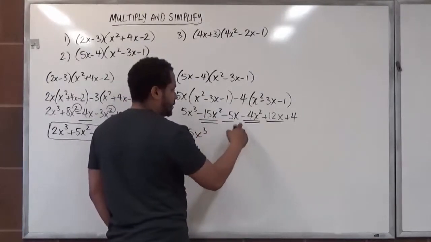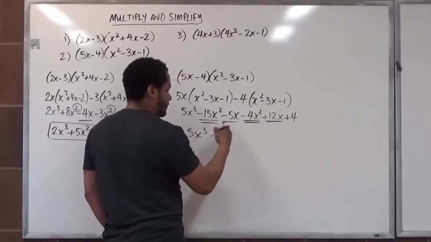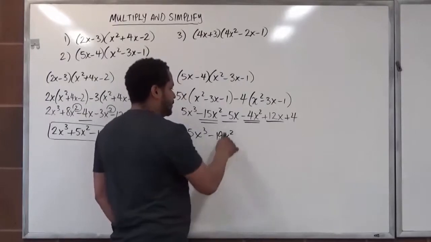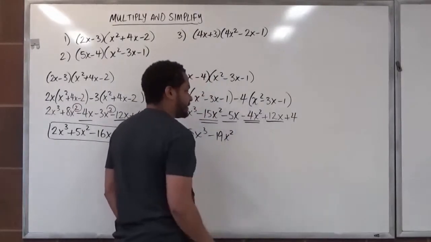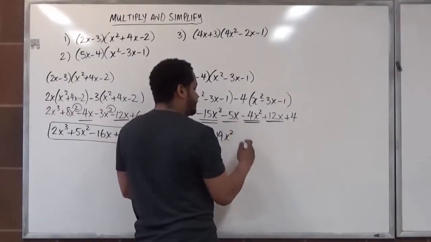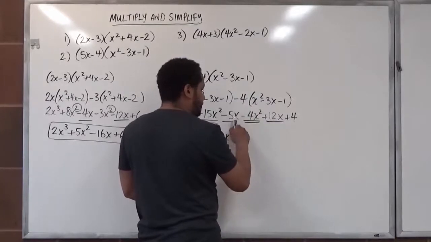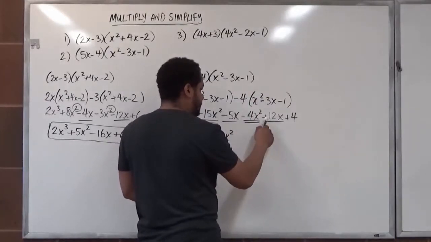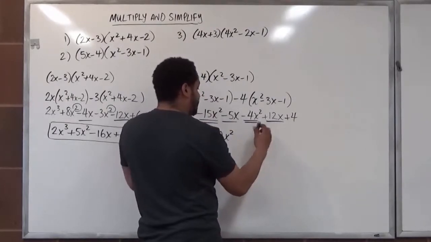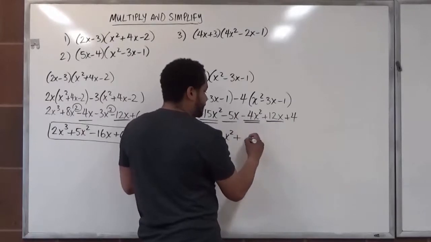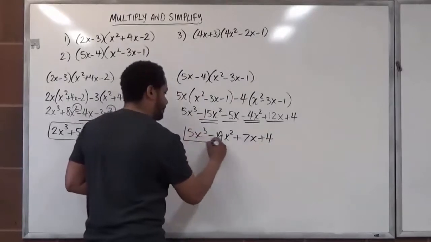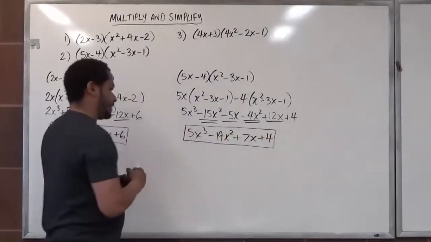Negative 15x squared, negative 4x squared, same sign. Combine the numbers, keep the sign. That makes negative 19x squared. Here we have negative 5x, positive 12x. They're different signs, so we have to subtract the two magnitudes, right? So 12 take away 5 is 7, and which one has the larger magnitude? The larger number is 12, so we're going to keep the symbol positive. 12 take away 5 is 7, and we keep the x with it. And finally, positive 4. And that takes care of this multiplication and simplification.